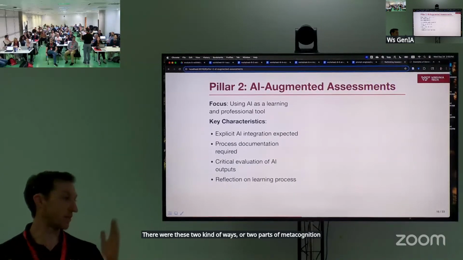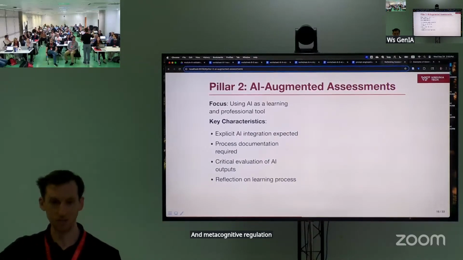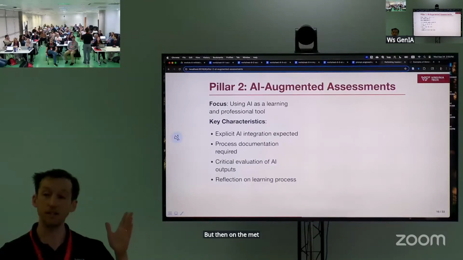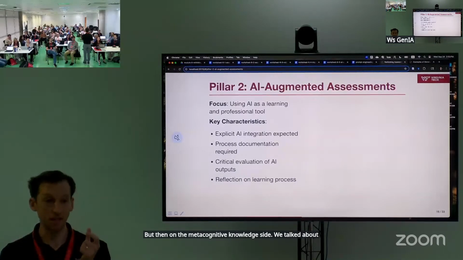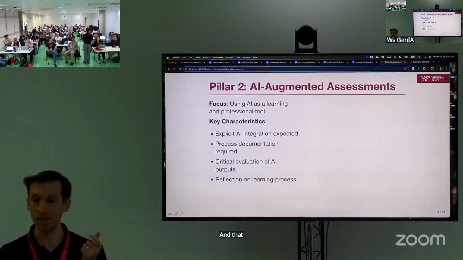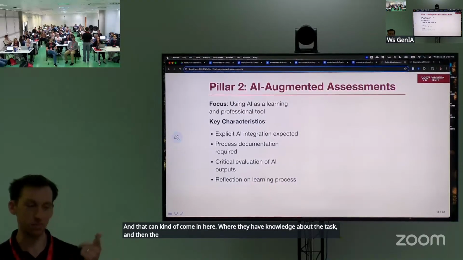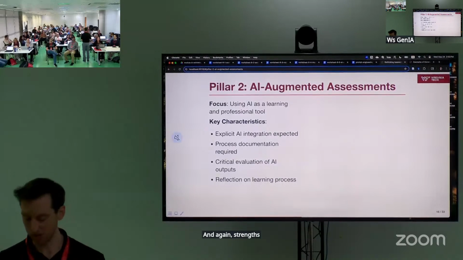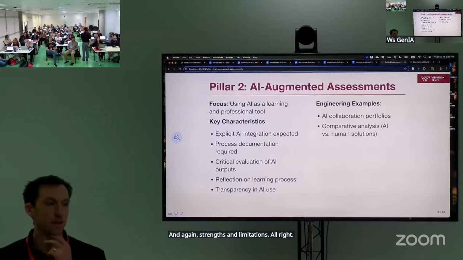We talked about metacognitive knowledge and metacognitive regulation. The regulation was the planning, monitoring, and evaluation. But on the metacognitive knowledge side, we talked about task knowledge, and that can come in here where they have knowledge about the task, and then the process knowledge. So knowledge about using AI and again, strengths and limitations. All right.